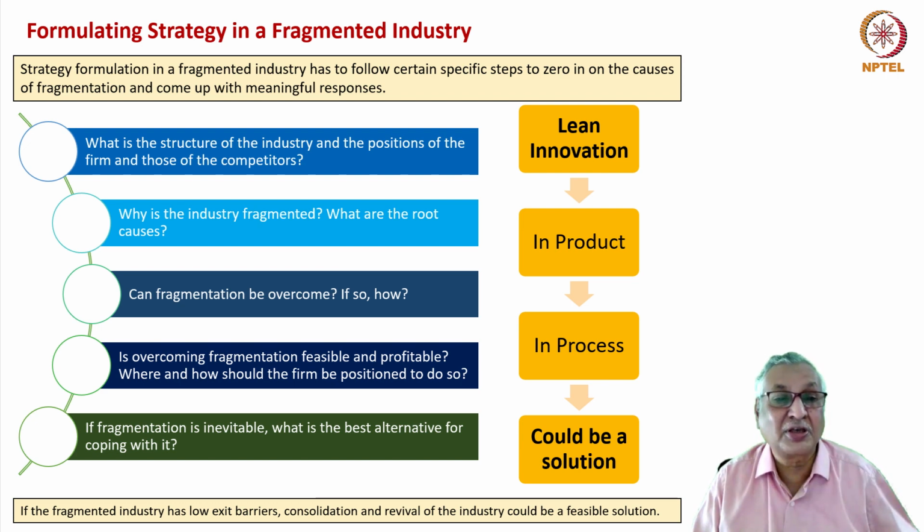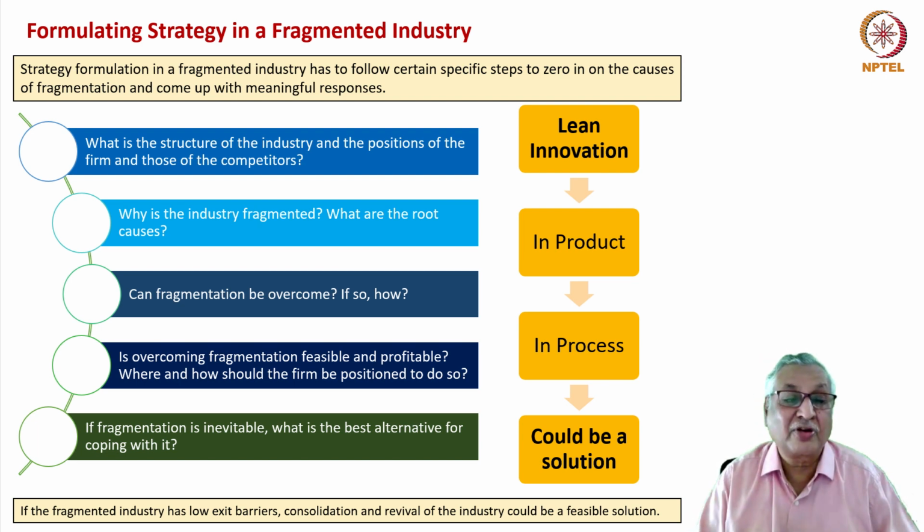We have talked about several ways in which fragmentation can be overcome. Is overcoming fragmentation feasible and profitable? Where and how should the firm be positioned to do so? What strategies can I adopt in a fragmented industry? And if fragmentation is inevitable, what is the best alternative for coping with it?